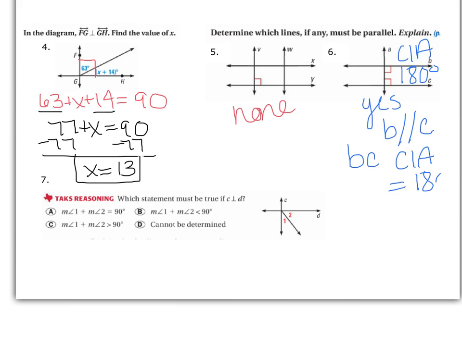Now the last one: which statement must be true if C is perpendicular to D? If C is perpendicular to D, then we know that these two acute angles are complementary. So let's see here. It says the measure of angle 1 plus the measure of angle 2 equals 90. Yes, we know that's true. The measure of angle 1 plus the measure of angle 2 is less than 90? Nope. Angle 1 plus angle 2 is greater than 90? Nope. Cannot be determined? Nope. We do know that if it is perpendicular, then that means 90 degrees.